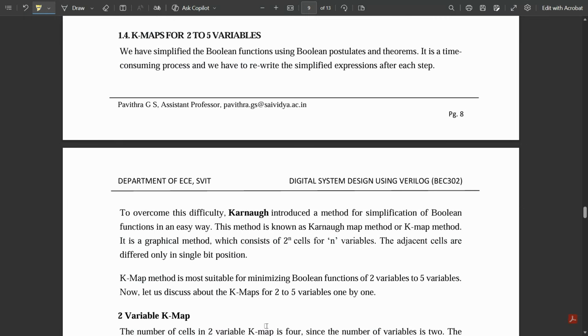So in my previous video, I had discussed the standard SOP and POS form conversions using the canonical equations under Boolean form, right? In that video we have seen how to reduce the equation in such a way that we could represent it using fewer logic gates, so that the circuit complexity would be reduced. For that, we have used the Boolean postulates which we have learned in our previous videos.